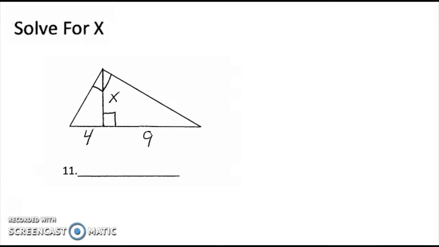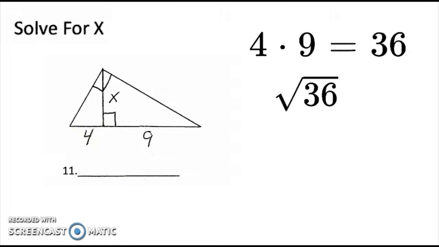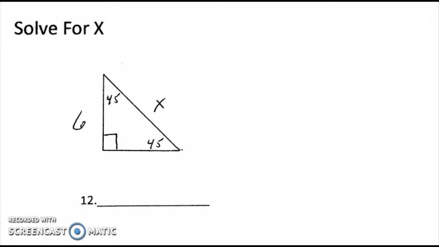Number 11, geometric mean. All you do is multiply these two numbers together, which you get 36, and you take the square root, which is 6. So x is just going to be 6 for number 11. Number 12, we have the 45-45-90 rule of a right triangle.